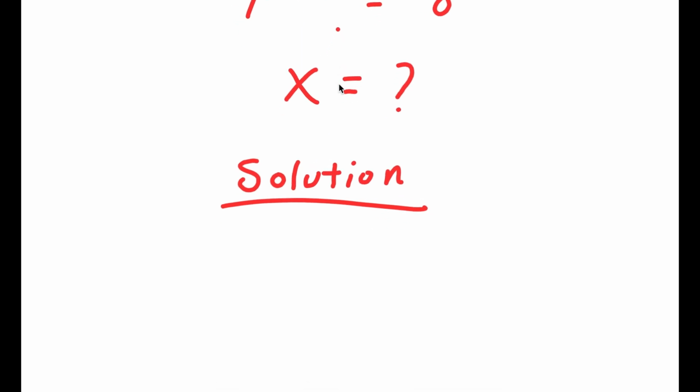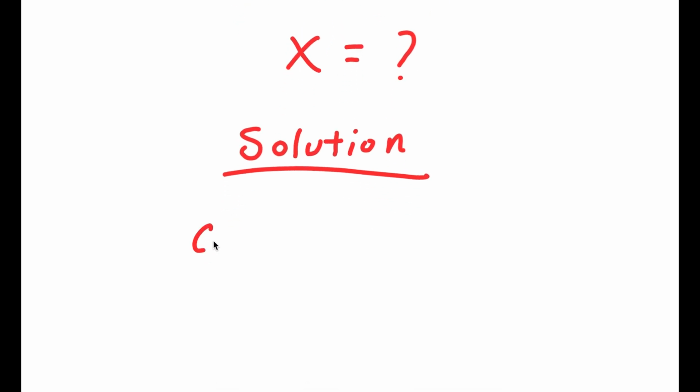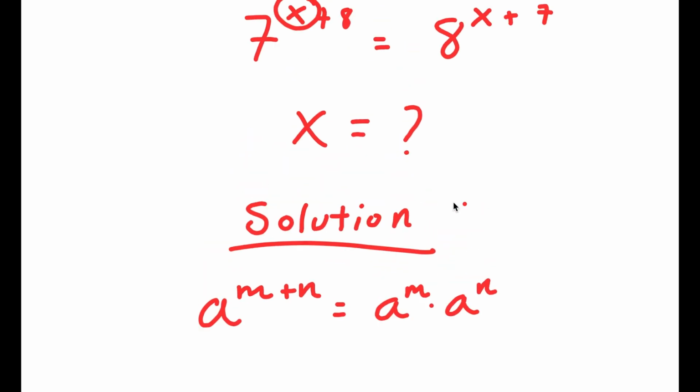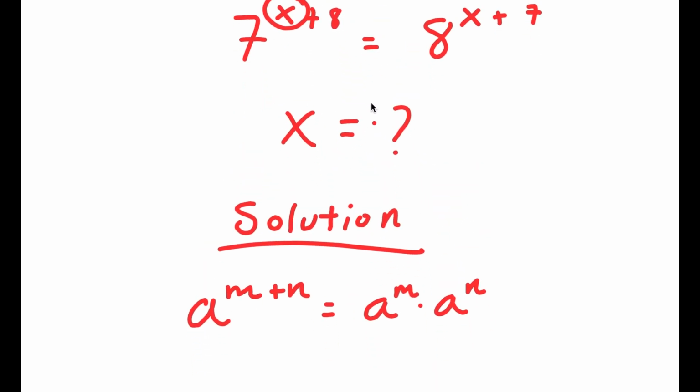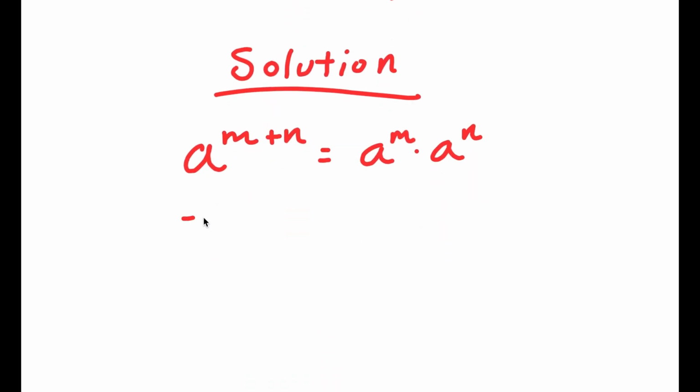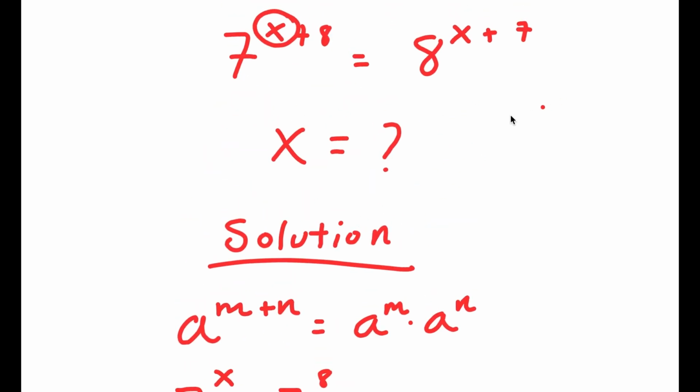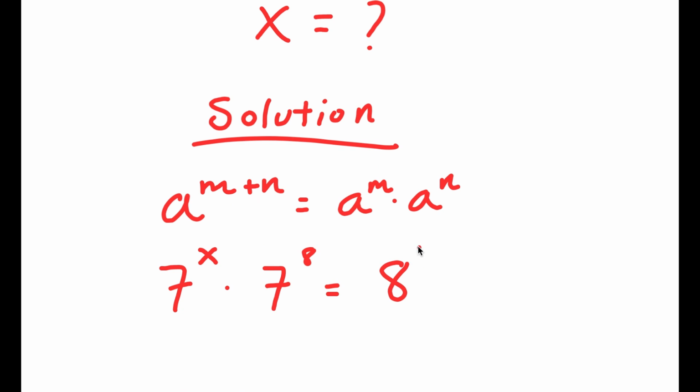I'm going to start off by using the property of exponents that states that a to the power of m plus n is equal to a to the power of m times a to the power of n. So in this case, I have 7 to the power of x plus 8, and that's going to turn into 7 to the power of x times 7 to the power of 8. And now this is equal to 8 to the power of x plus 7, which is equal to 8 to the power of x times 8 to the power of 7.